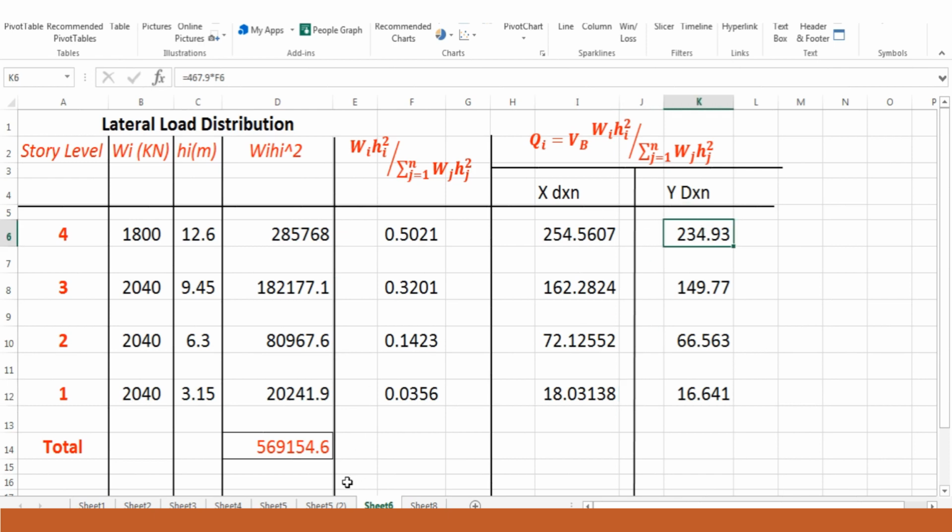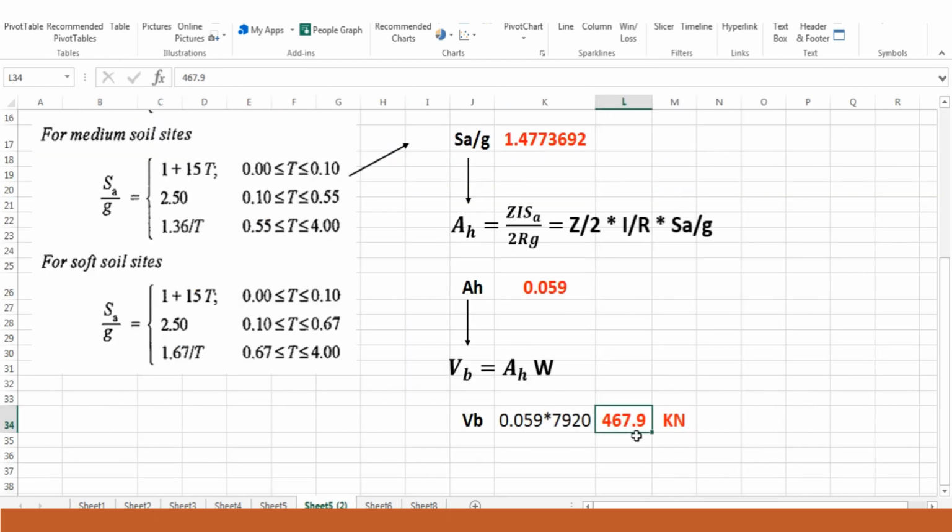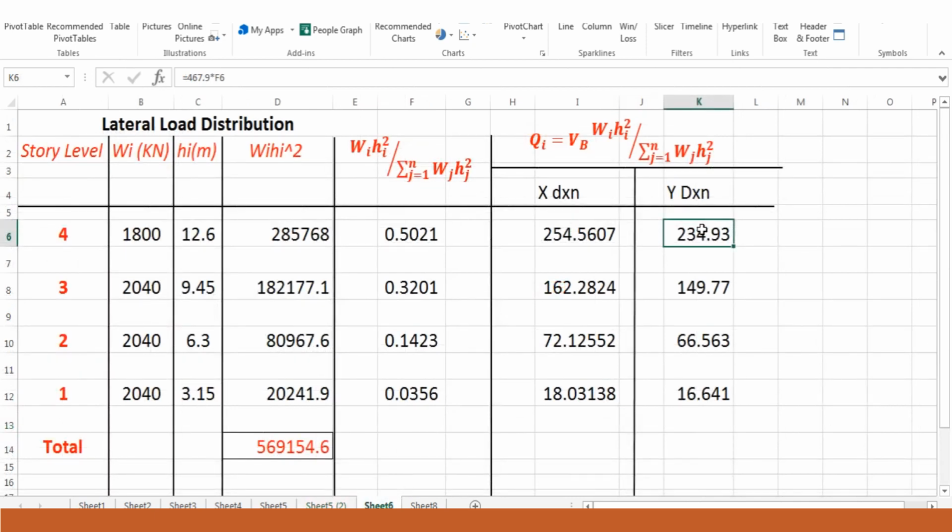Similarly, in y direction, what's the value of Vb? 467.9. So I multiplied F6 into 467.9, similarly F8 into 467.9. So I obtained these values. Thereby, I have now obtained the design lateral forces that are acting in x direction and y direction at each story level.